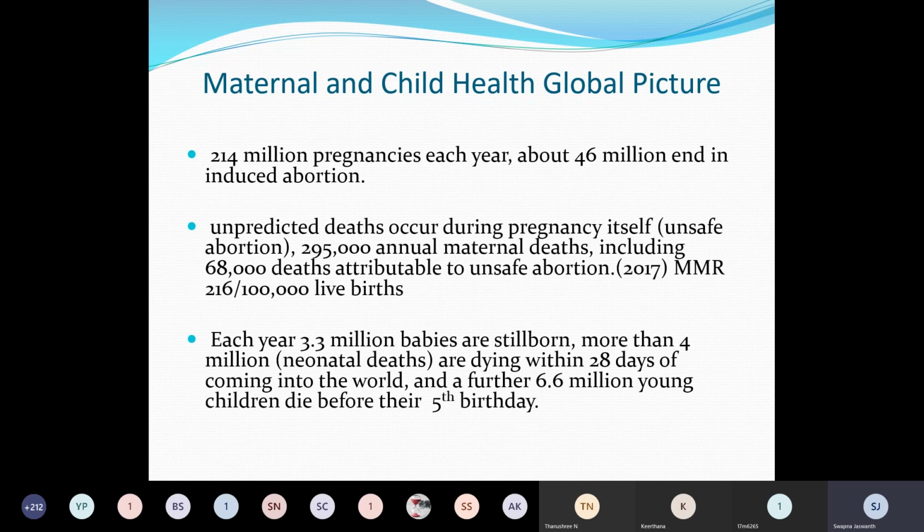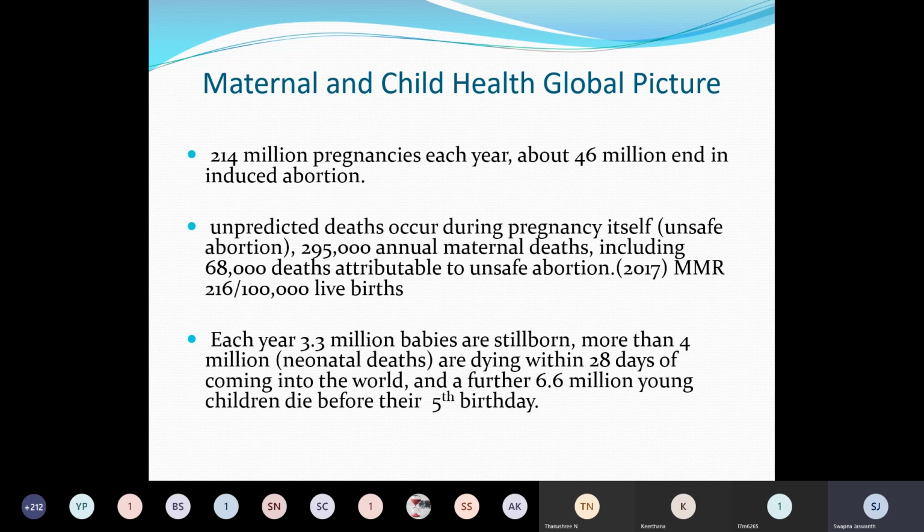Okay, we were on this slide. So the total number of deaths, as I told you, worldwide is 295,000, and the deaths only due to unsafe abortion are around 68,000, and the maternal mortality rate is 216 per 1 lakh live births.